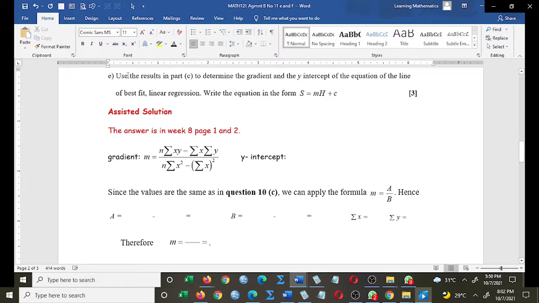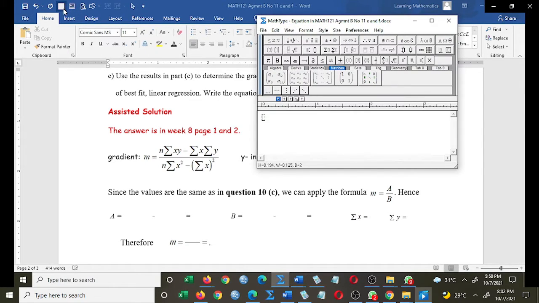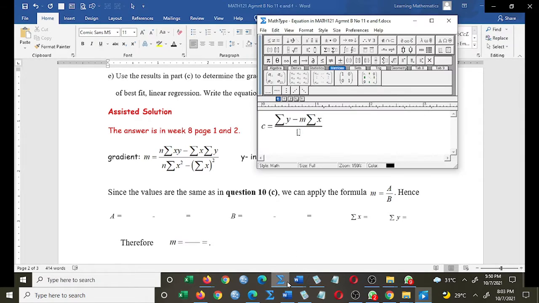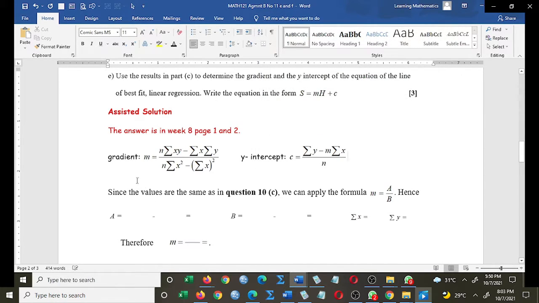here's the formula. The y-intercept is given the letter C, C for constant, is the sum of y minus m, for gradient. So we have to find the gradient first before we can find the y-intercept, times the sum of x, over n. Okay? So this is how you find the gradient, and this is how you find the y-intercept.